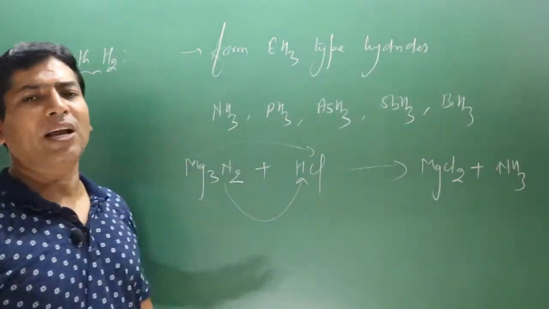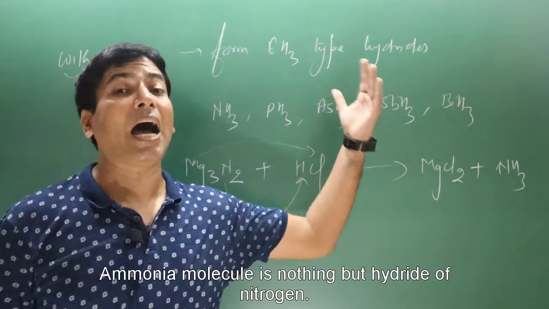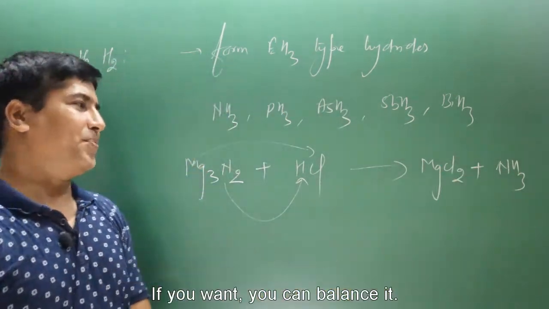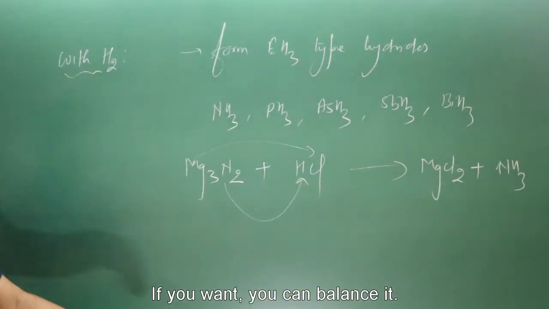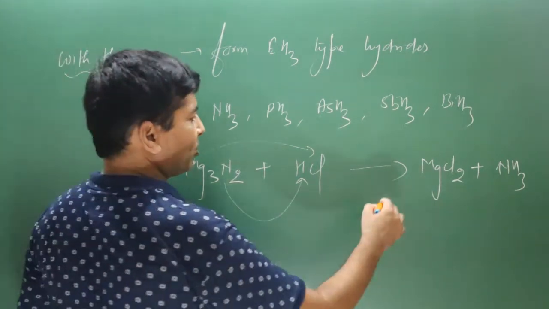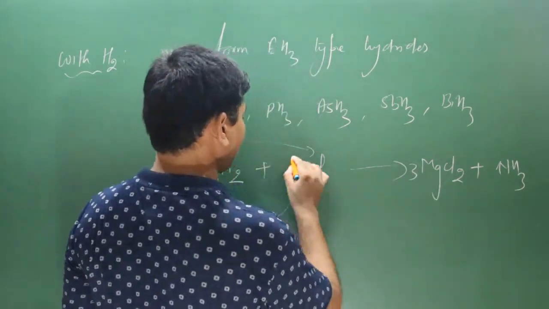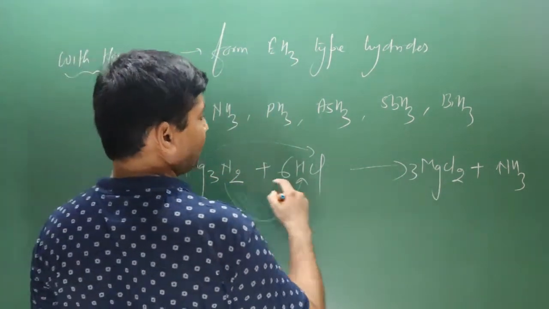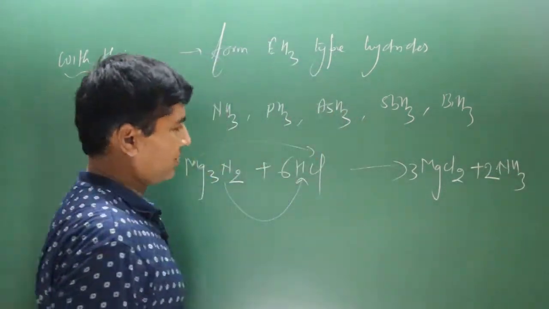Hydride. The ammonia molecule is nothing but the hydride of nitrogen. If you want, you can balance it. I put 3 magnesium. How many Cl? 3 times 2 is 6 Cl. Then we have 2 nitrogen, we put 6 hydrogen, balanced.